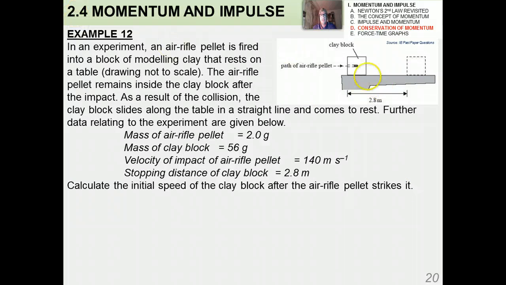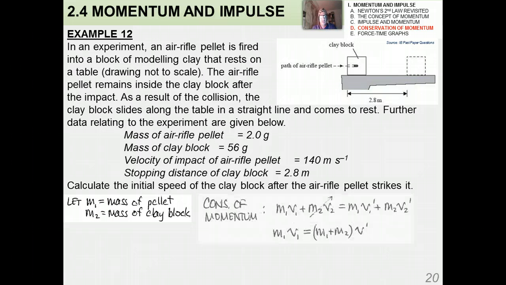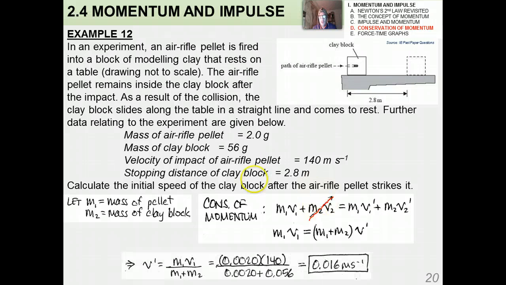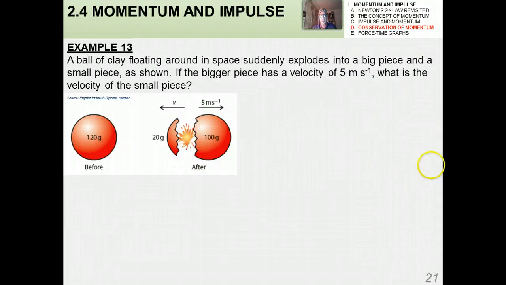Okay, here's a past paper question. Read this one carefully and then do it on your own. So an inelastic collision. I'm going to let M1 equal the mass of the pellet and M2 equal the mass of the clay block. Conservation of momentum, okay? This is 0. This is the clay block initially, no momentum. All you do is solve for V1 prime. I get 0.016 meters per second. Make sure you can understand that solution, okay?